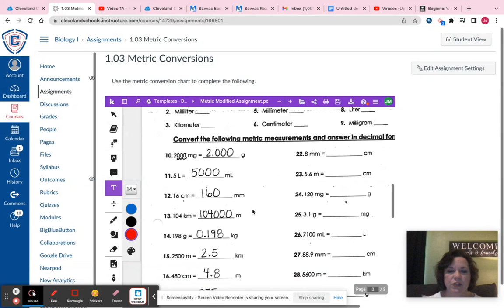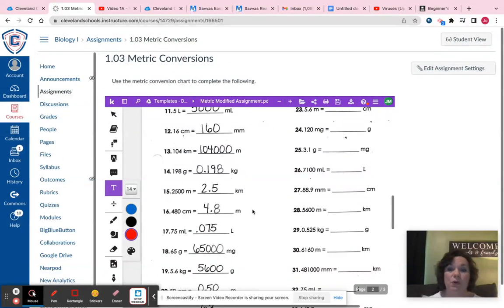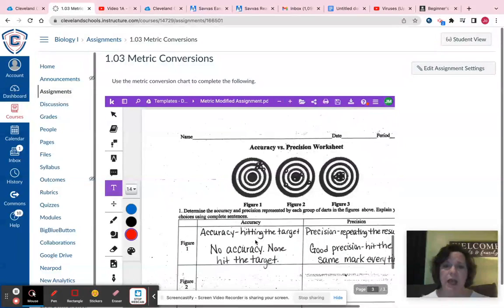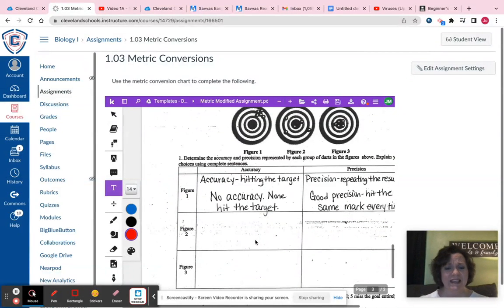And then on these metric conversion problems, like I said, half of the work's been done for you, so you only have to do this side on this side. I think you can probably work through these. Go back in the video if you're confused, or you can ask your teacher for help. The last thing that's on here is accuracy and precision.